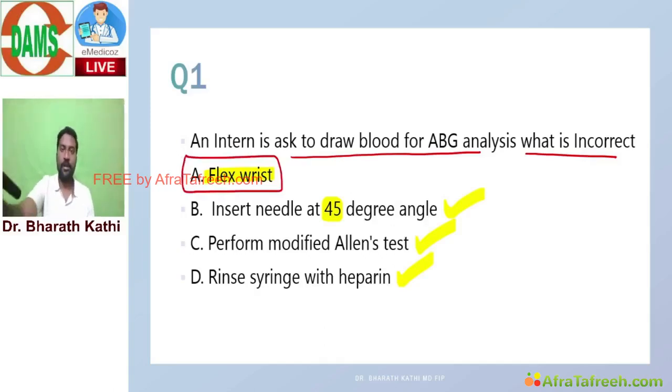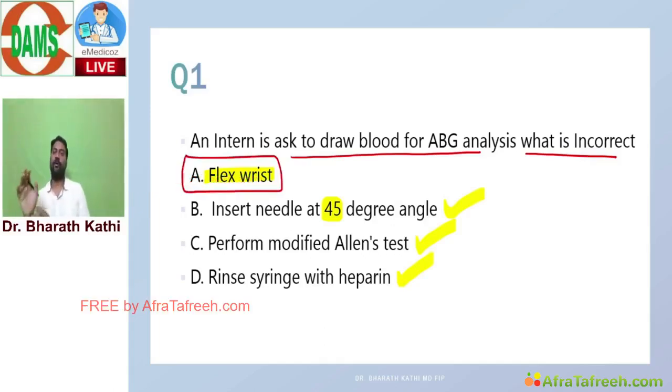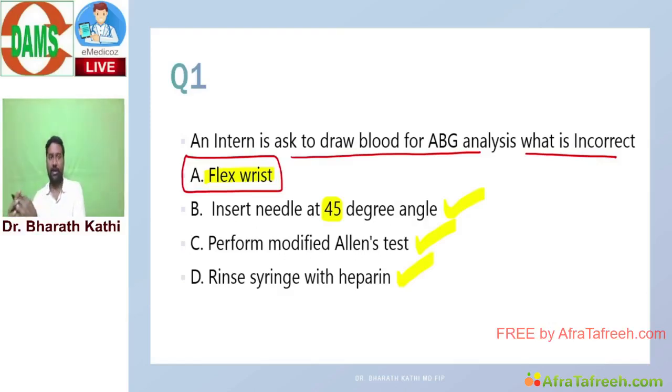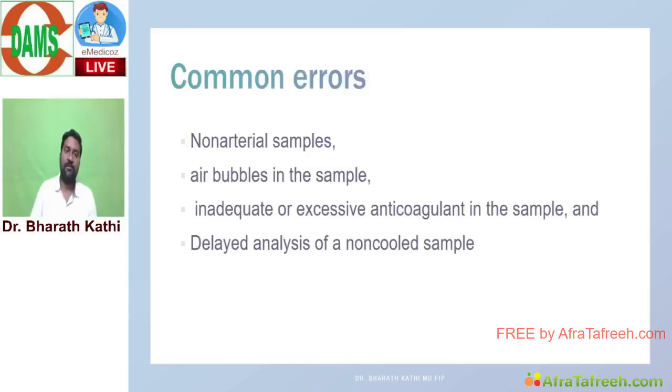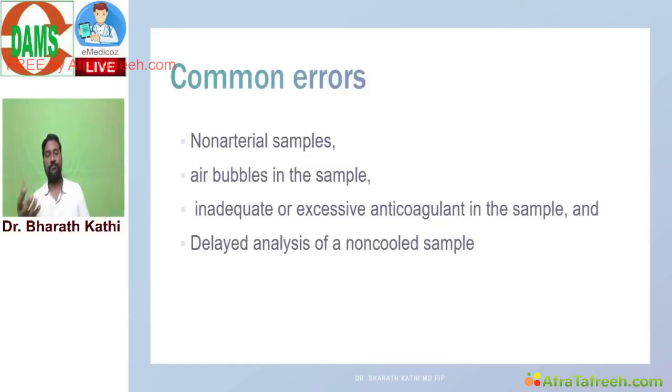So this is regarding the modified Allen's test. Now we have identified that this patient's radial artery is patent. I have punctured the radial artery and taken the blood. Next is, what are the common errors? Now you are a newbie. This is the first time you are doing arterial blood gas sample collection. What will be the common errors? Common errors means sometimes you might accidentally puncture the vein. Or else there can be mixed venous blood.